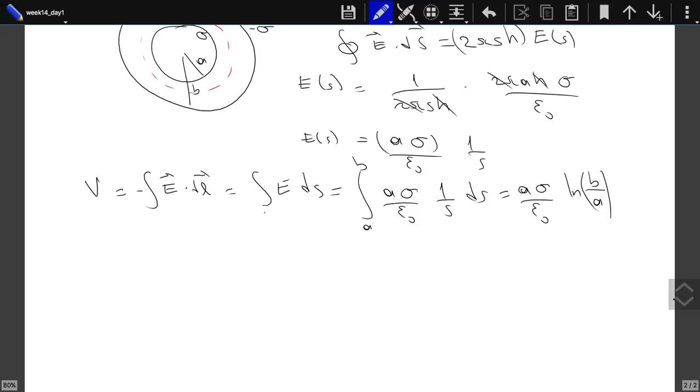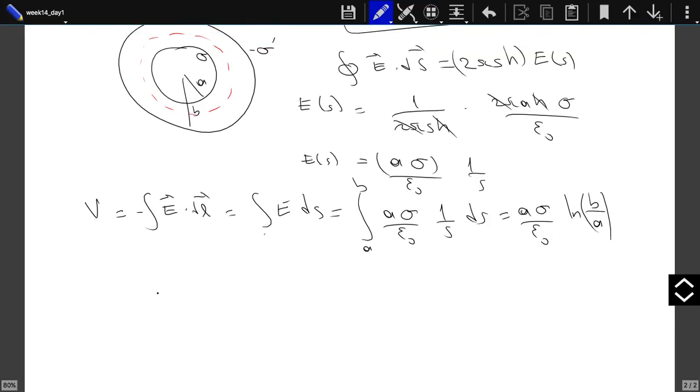Now let's look at the current running through my system. Now the current is the integral of J dot dS.